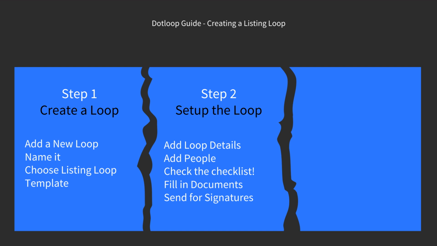Next, because you chose the listing loop template, the majority of the paperwork needed to list your client's property is already in the loop. You will want to open the agent processing checklist first to see what is required for a listing loop in your region. Complete the paperwork as required and send to your sellers for signatures.